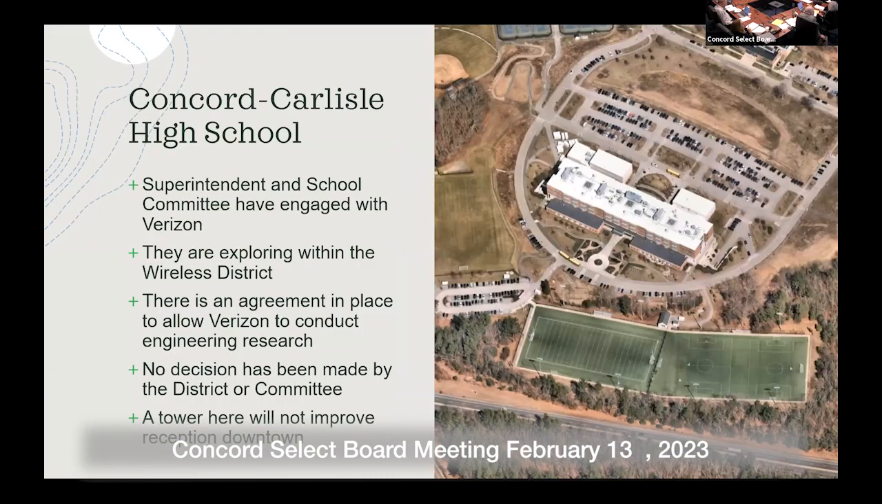So let's jump into one of the potential locations for infrastructure that would make a difference today. Verizon has approached the Concord Carlisle School District and the Superintendent's Office to see if they could potentially site something on this property. This is in very early stages of the conversation. There is an agreement to allow engineering work to happen, but there is no actual proposal. I want to stress that. And there's been no decision made. This is just to say what could go where and what would it look like and what would it be so that it can be discussed.